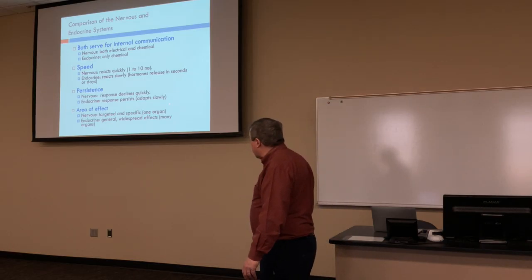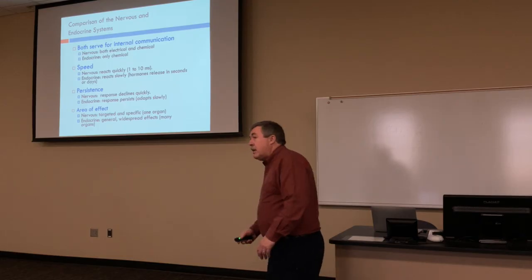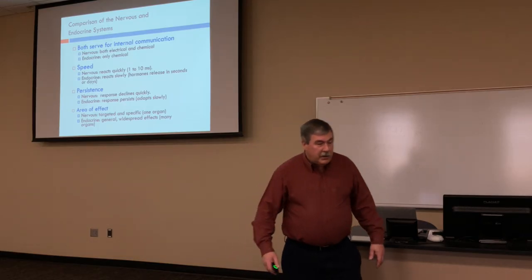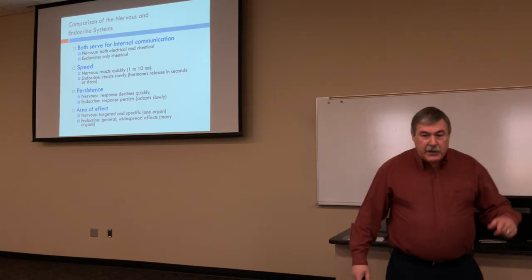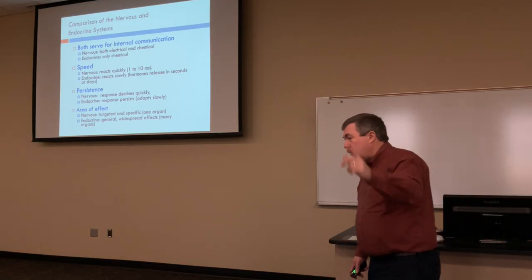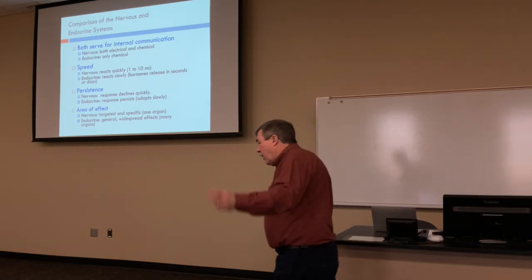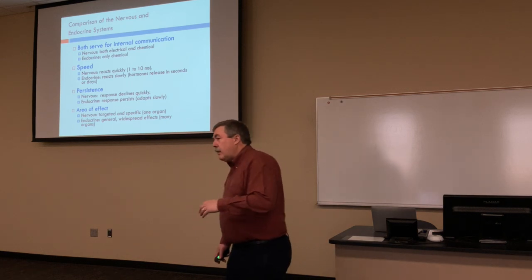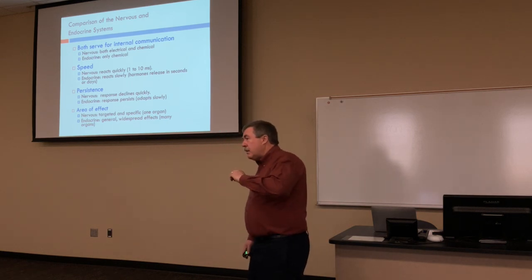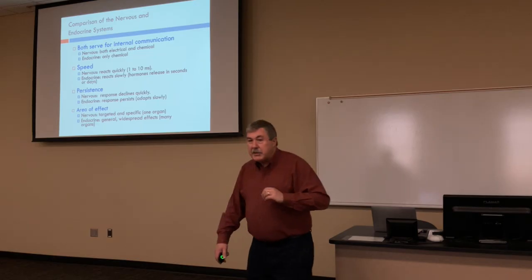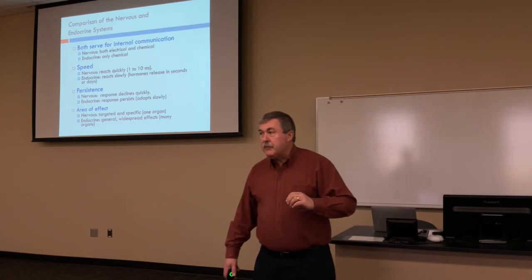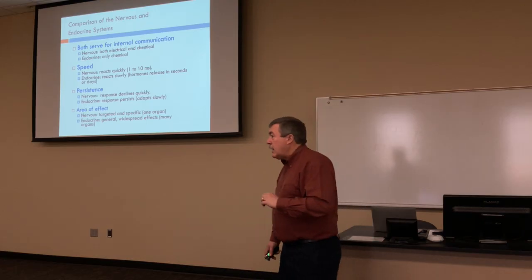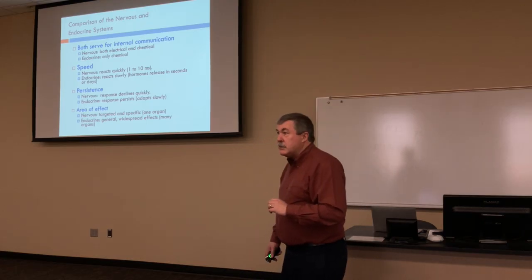The persistence of the endocrine system, though, is much longer because the hormones can circulate throughout the bloodstream for a long time. Now, they are eventually removed or cleared from the bloodstream, but that takes place relatively slowly. So the effects of the endocrine system can be much longer lasting.